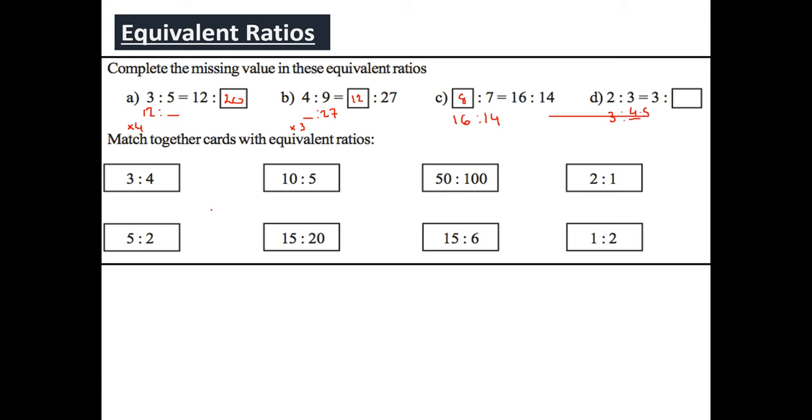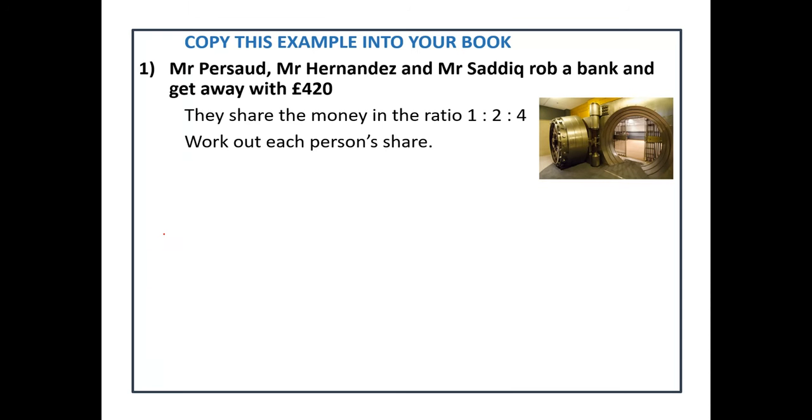Okay, then here I'm going to write numbers. So your 3/4, so number 1, would have matched with your 15/20, so that's another number 1. Your 10/5 would have matched with your 2 to 1. Your 50/100 would have matched with your 1 to 2. And then finally, 15 to 6 would have matched with your 5 to 2.